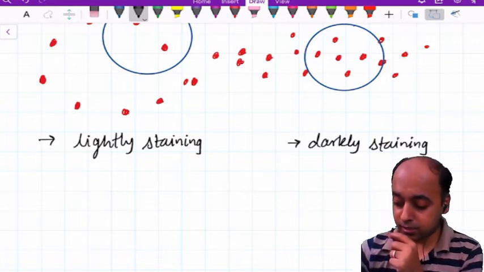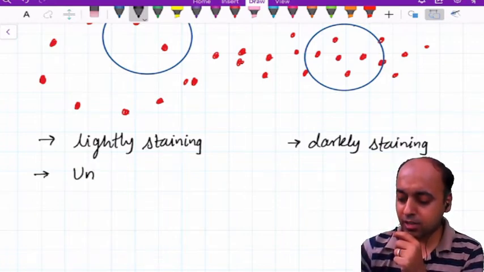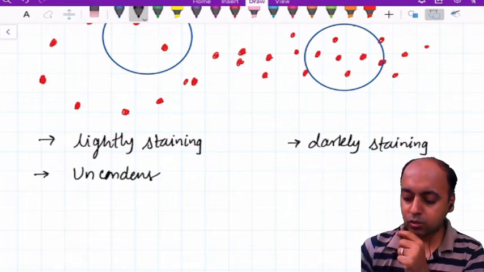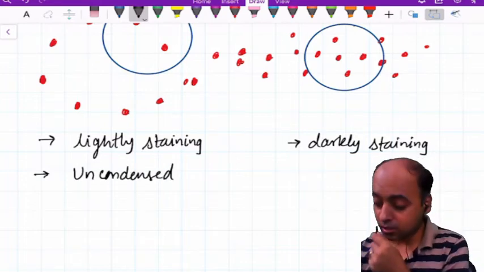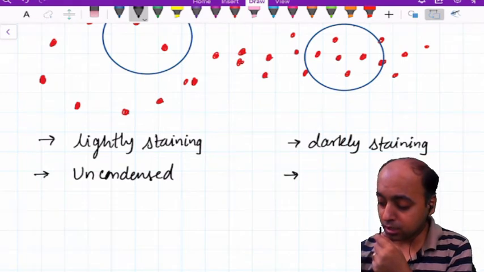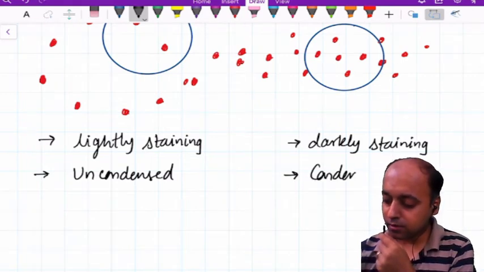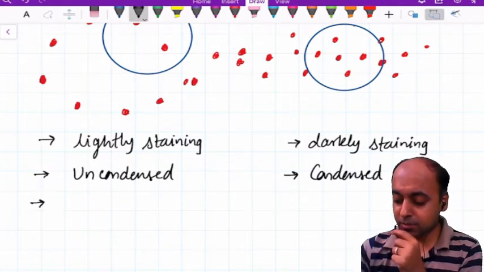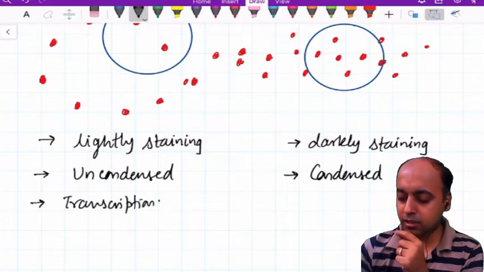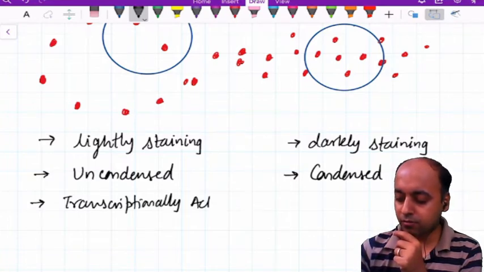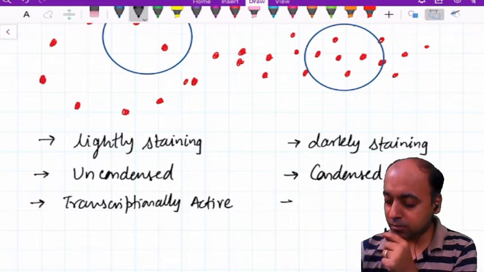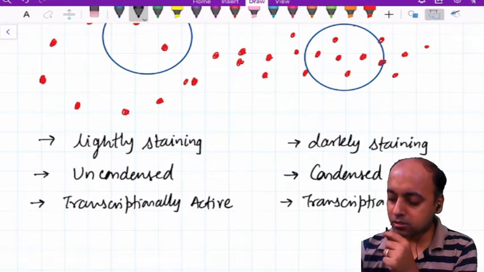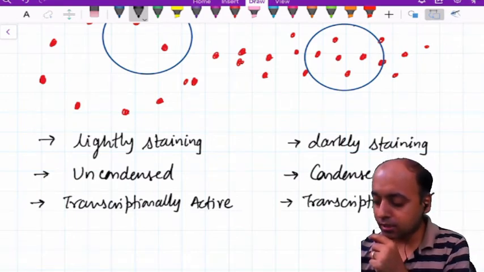This is the segment where the DNA was uncondensed. The two strands were separated, it was uncondensed. This is the segment where the DNA was condensed. This is the segment where the transcription was occurring. This is transcriptionally active. And this is the segment where transcription was not occurring. This is transcriptionally inactive.